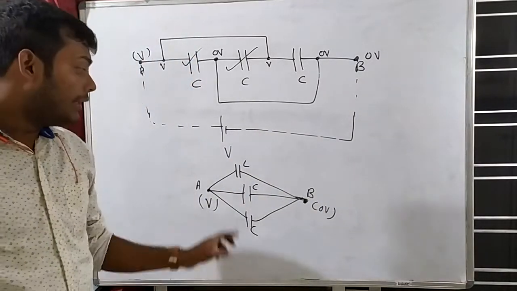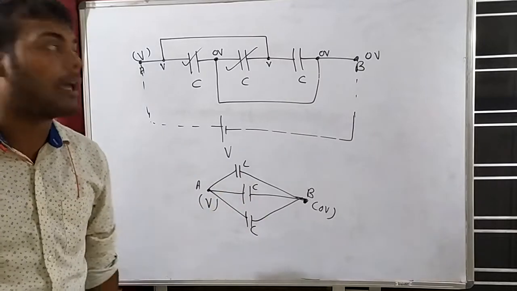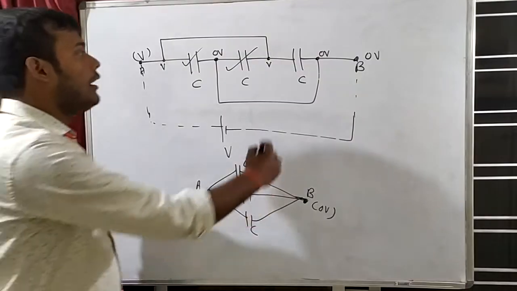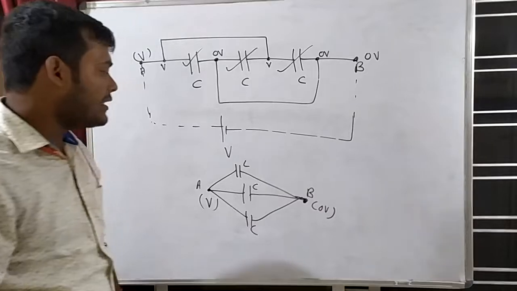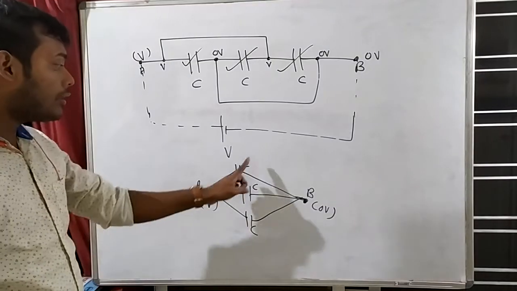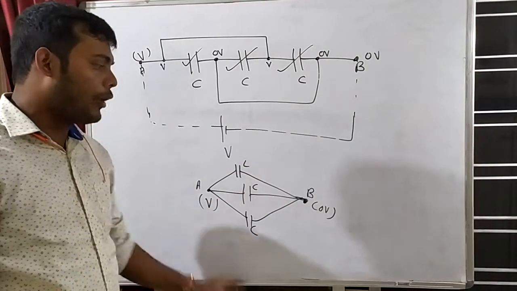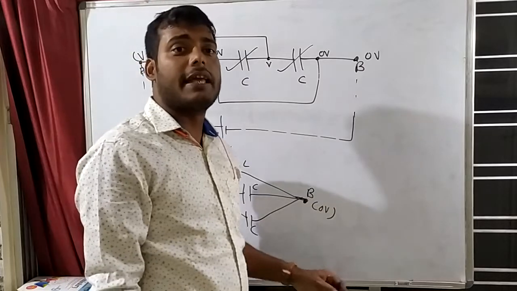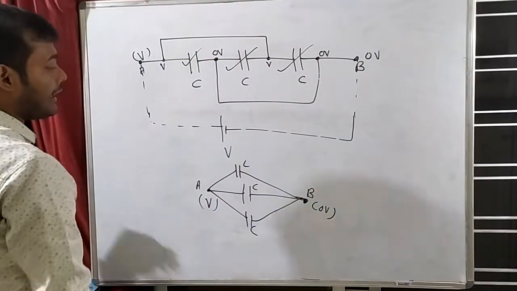Now can you see whether these three capacitors are connected in series or parallel? Parallel. Why? Because all the capacitors start from the same point and all the capacitors end at the same point. So these capacitors are connected in parallel.